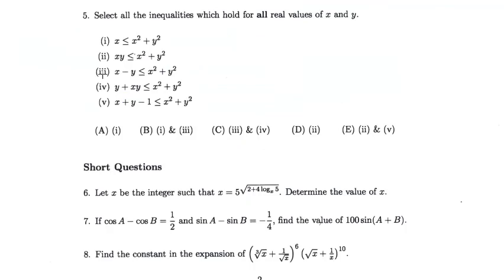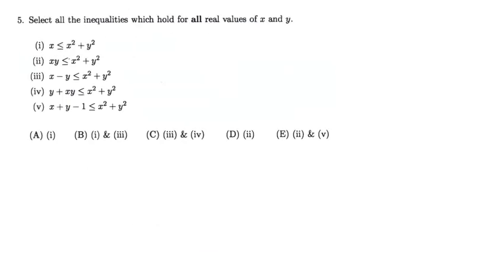Singapore Mathematical Olympiad, SMO 2021 senior section first round, problem number 5. Select all the inequalities which hold for all real values of x and y. For each one, you should try to create some squares. Like, for example, this one.